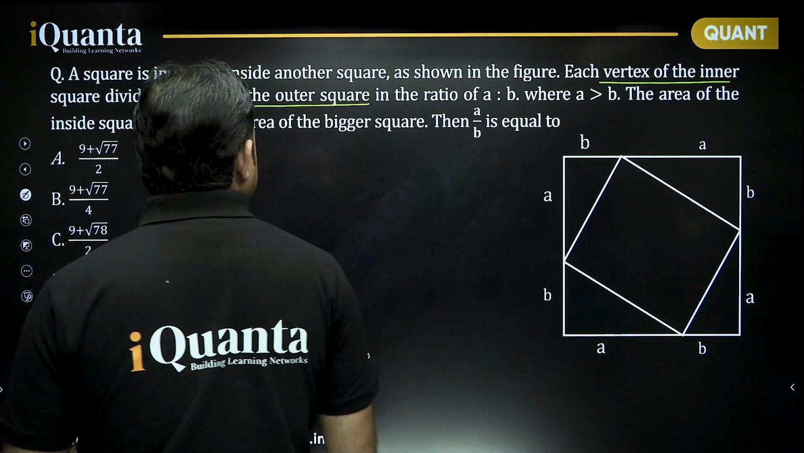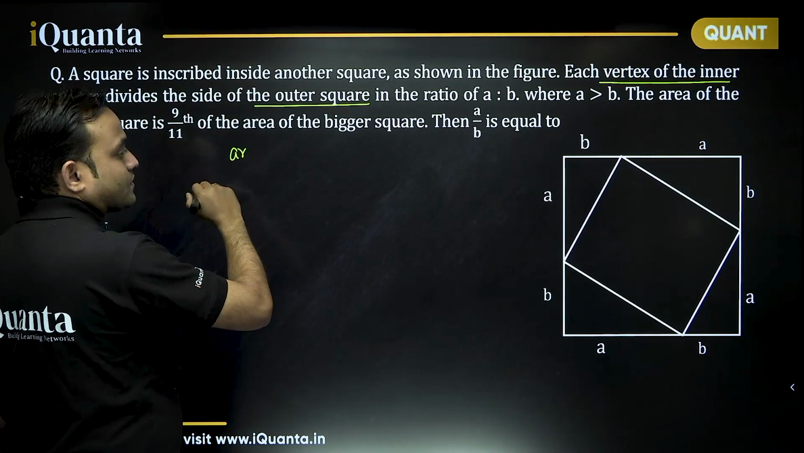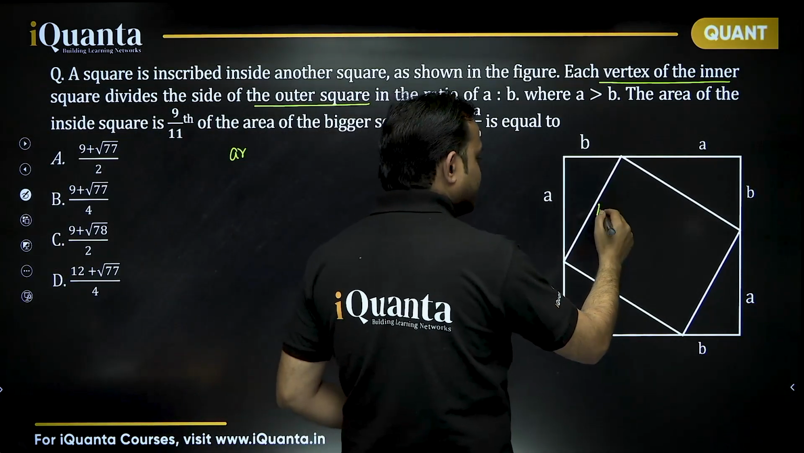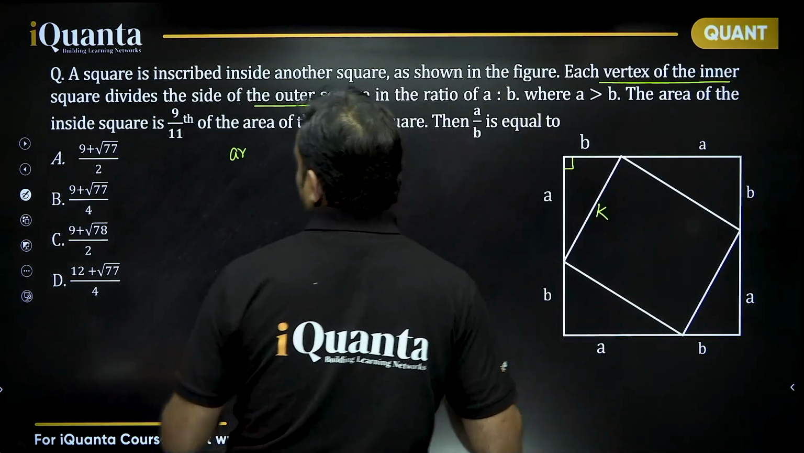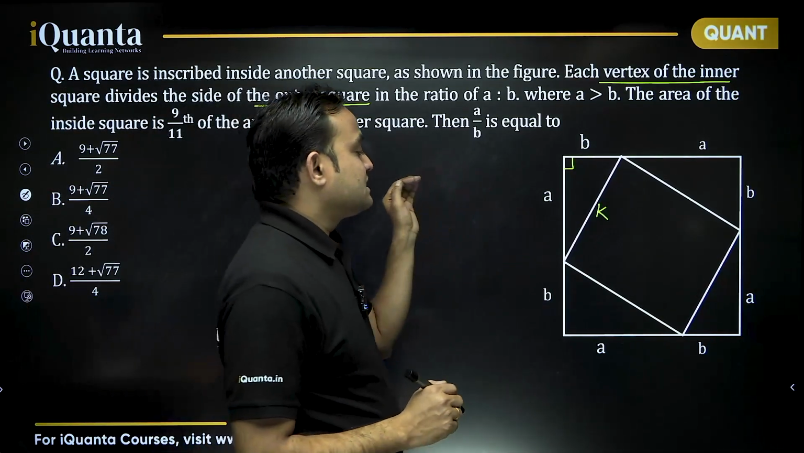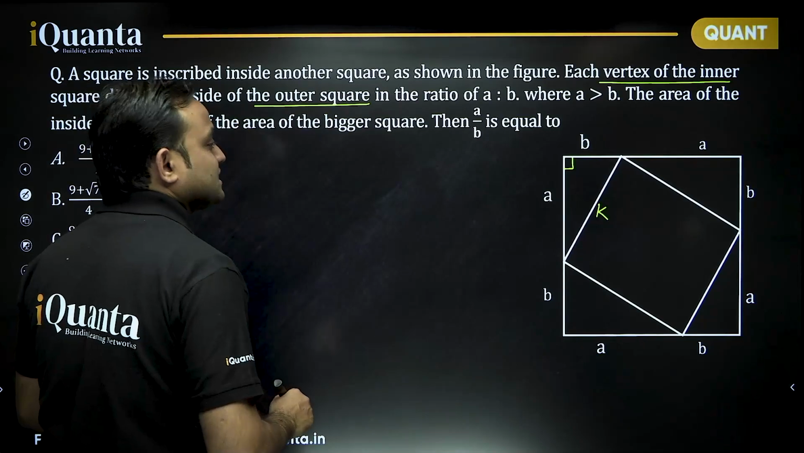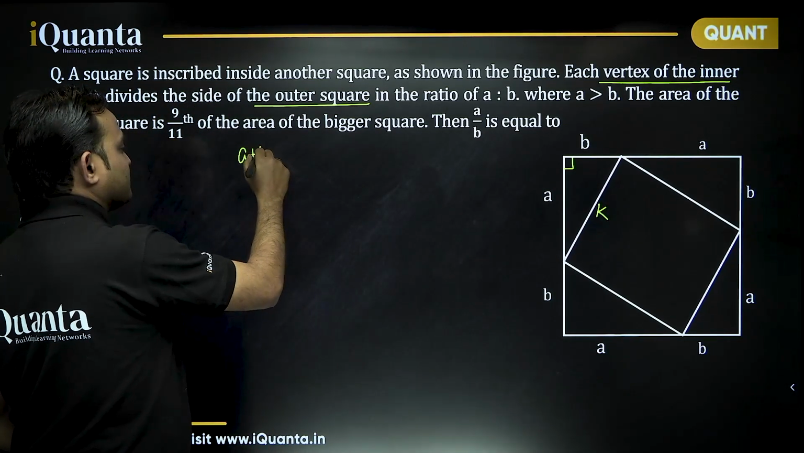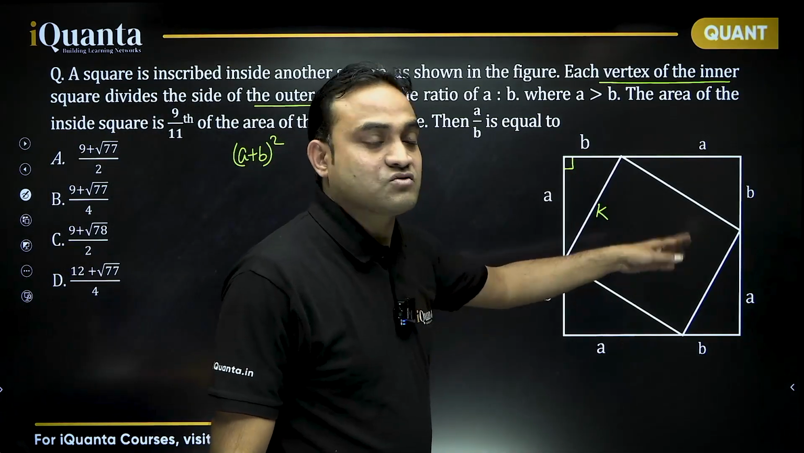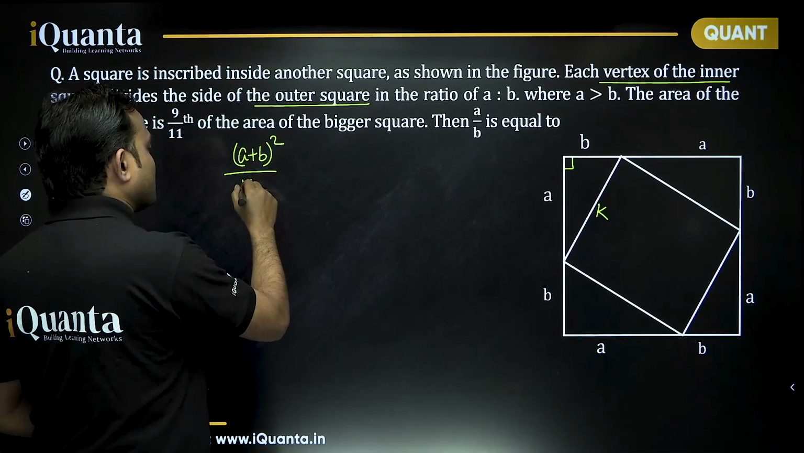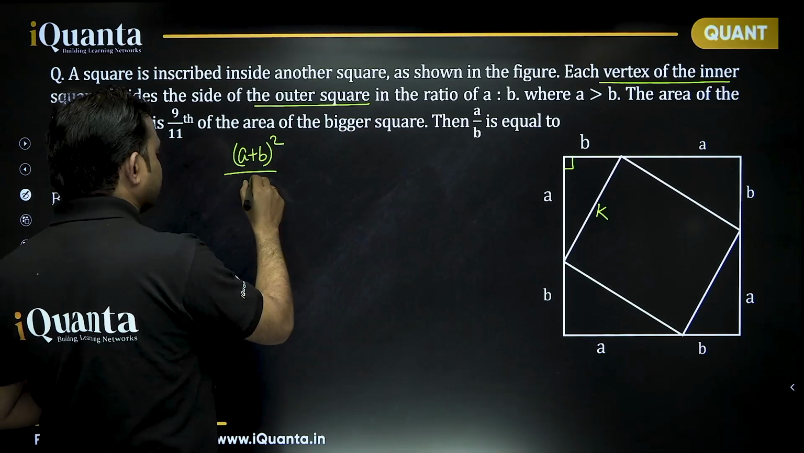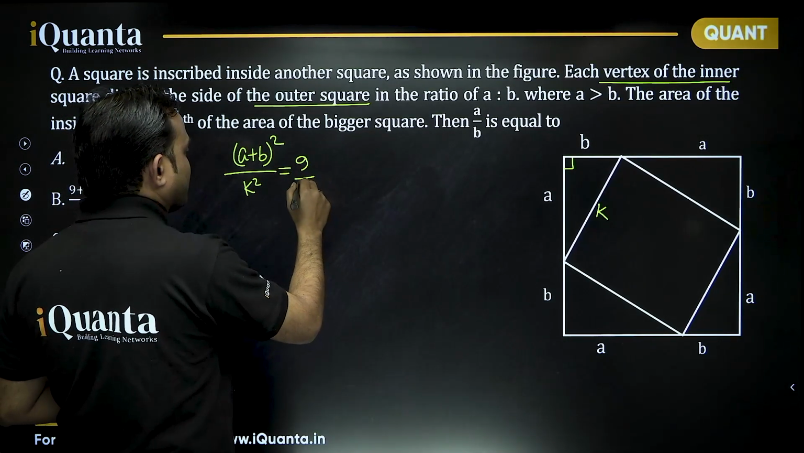What do we know is the area of the smaller square, right? If this value is k and this is perpendicular, k will be equal to the square root of a square plus b square. The side length of the bigger square is nothing but a plus b, and respectively the side length of the smaller square will be k. So (a plus b) whole square divided by k square is equal to 9 by 11, right? This is equal to 9 upon 11.